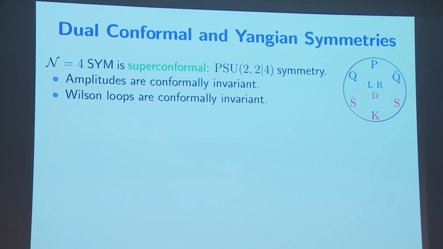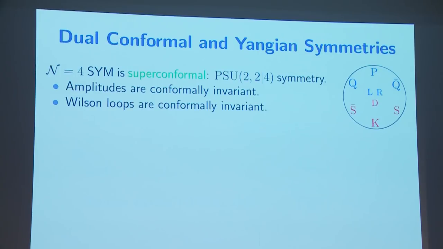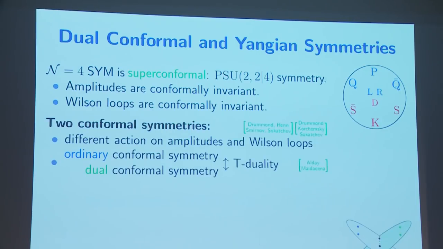And that's nice because it also gives you some relationship to integrability and to enhanced symmetries. So let's look at the symmetries of N=4 super Yang-Mills. As I told you, it's a superconformal theory. It has this PSU(2,2|4) symmetry. And in this context, I like to draw all the generators of this group in this disk. So you have momentum generators, supersymmetry generators, some rotation and scale generators, and the special conformal generators. And the point is that once you have a symmetry, then the observables typically respect this symmetry. So scattering amplitudes should be, in some sense, conformally invariant, and also Wilson loops should be conformally invariant.